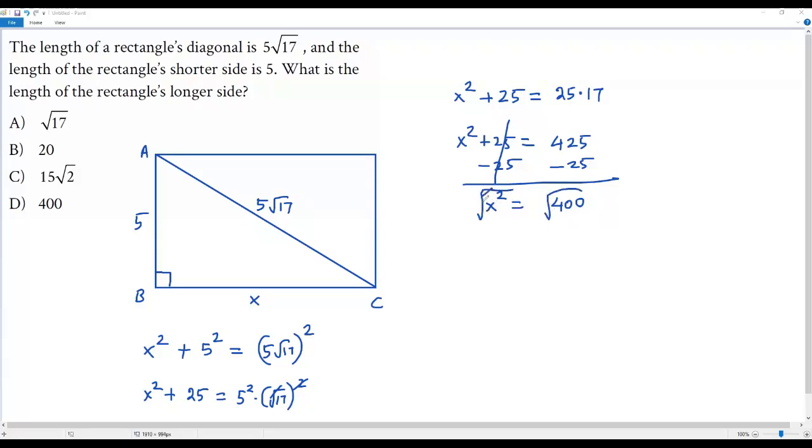When I take the square root on both sides, the square root and square root cancel out. And whenever I take the square root of a number, the sign in front of the square root will be positive or negative. So I get x equals positive or negative, and the square root of 400 is just 20. So I get x equals 20 or negative 20, because in front of the square root we have positive or negative. Okay, but x represents the length of the rectangle's longer side. It's over here. So the length of the rectangle's longer side can never be a negative value. So we can ignore this negative 20. So the length of the rectangle's longer side is just 20. So the correct answer choice for this question is option B.